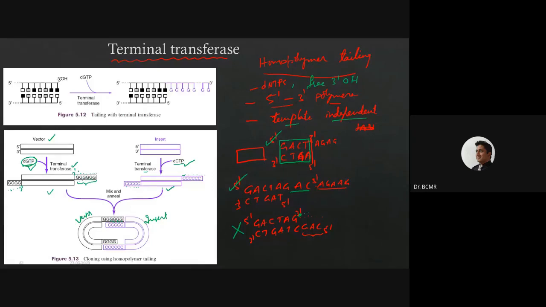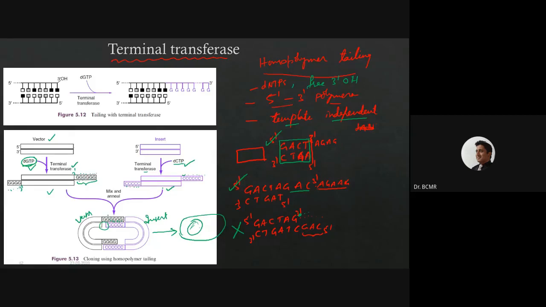But there are problems with this, because we do not know how many bases are being added. This is uneven. It's not predictable, so an exact match will not be there. There might be excess or gaps like this. But once the recombinant DNA is put into a bacterial cell, the repair mechanisms can take over and they will fill the gaps. That is how you can do it.